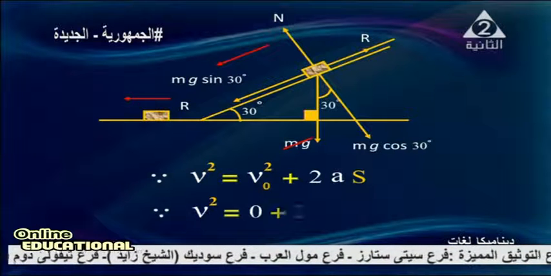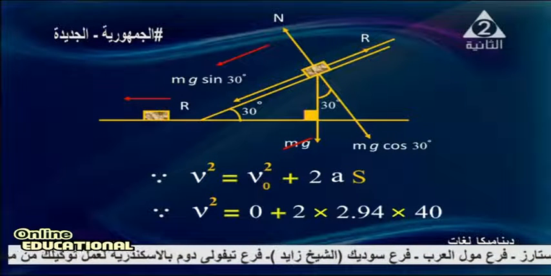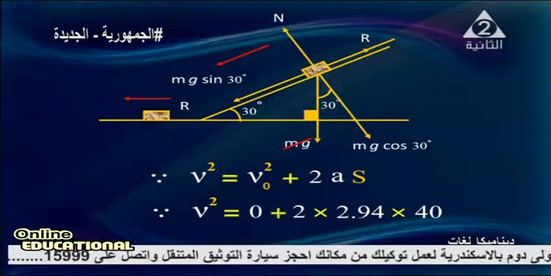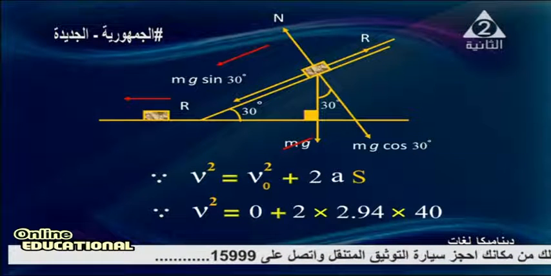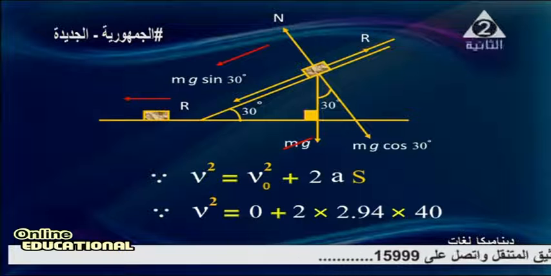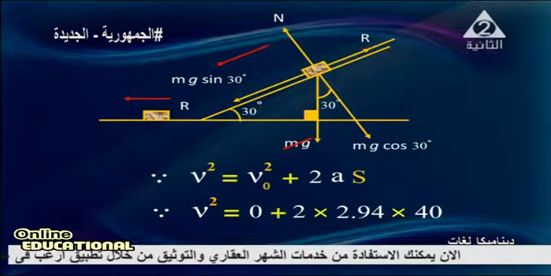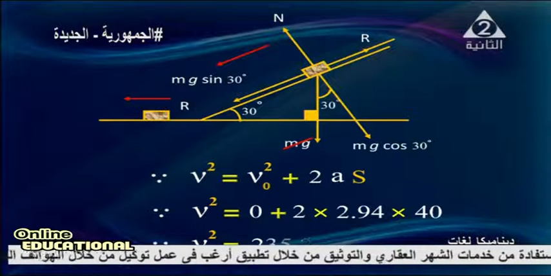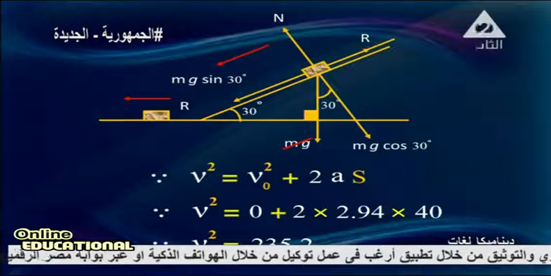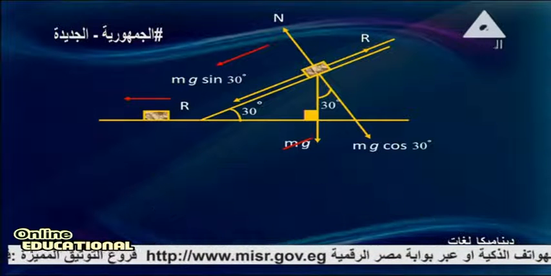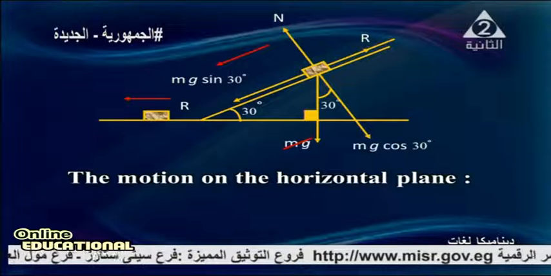Then v power 2 equals 0, where 0 is the initial velocity of the box at the top of the inclined plane, plus 2 multiply the acceleration 2.94 meter per second squared times 40 meter, which is the length of the inclined plane. Then v power 2 equals 235.2.